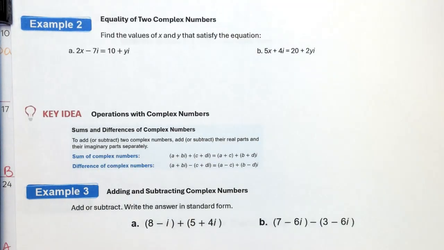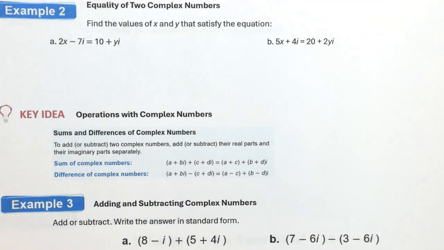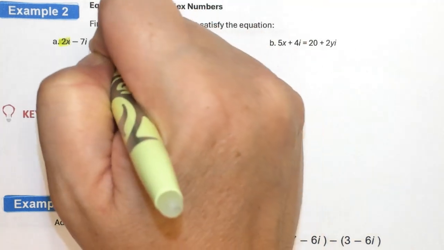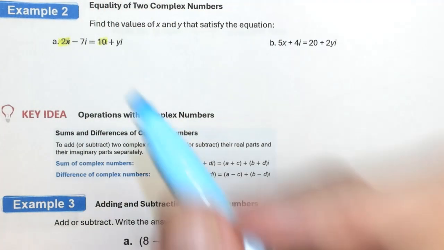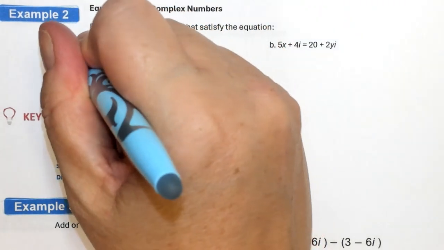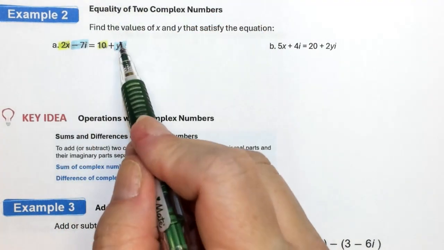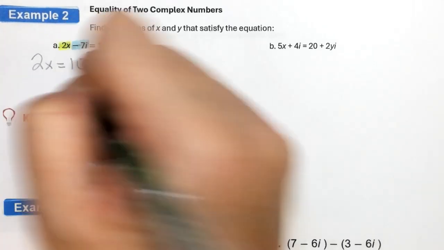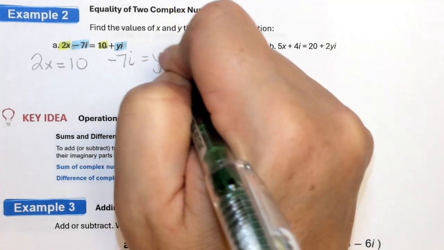Looking at this one, what I mean by that is we're going to take our real parts and set them equal to each other. So we have 2x equals 10, and we can solve for x that way. Then we're going to set up, remember our signs go with it, negative 7i and yi, and solve for y. So we have to solve for x and for y. We set this up as two equations: 2x equals 10, and negative 7i equals yi.